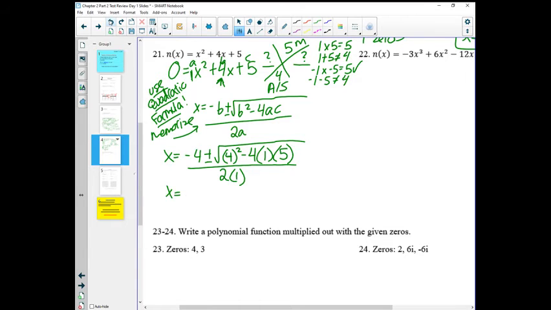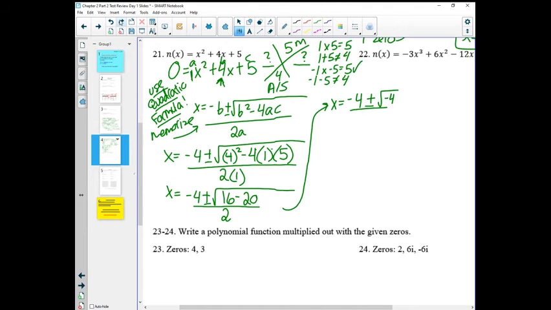Now let's simplify. You do get a calculator on this, so feel free to use one if you need one. 4 squared is 16. 4 times 1 times 5 is 20. And there's a minus sign separating those two. 2 times 1 is 2 in the denominator. Now I'm going to come over here and simplify that. Negative 4 plus or minus the square root. 16 minus 20 is negative 4 over 2 still.